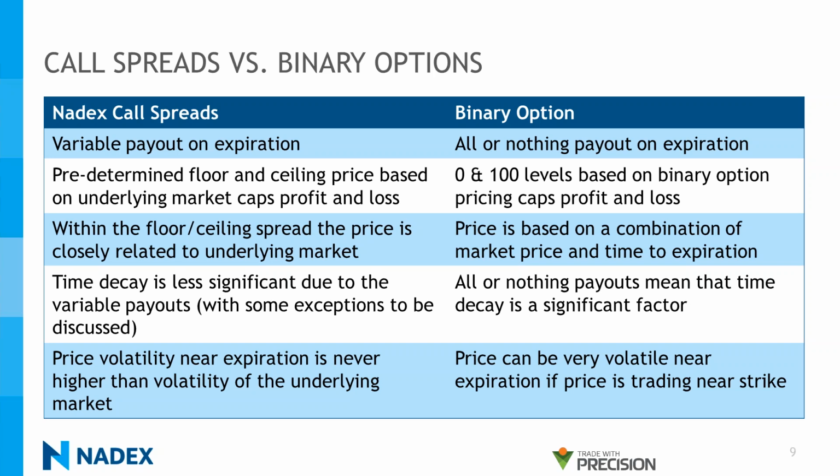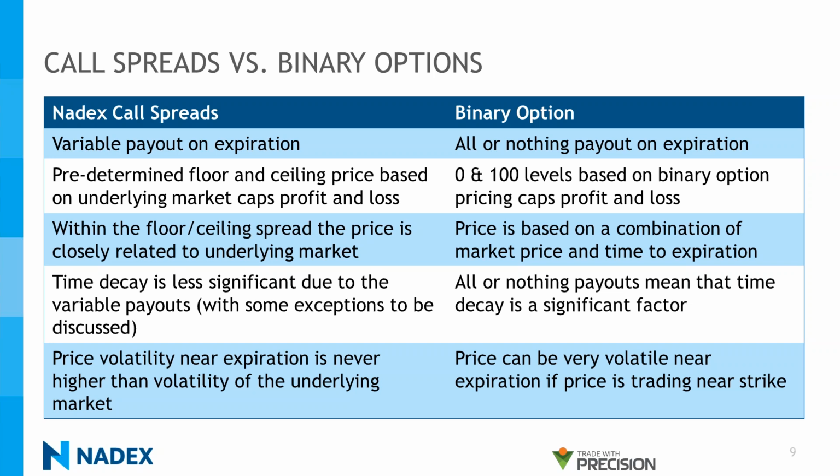There is one similarity here between call spreads and binaries. Both of these contracts are similar in the fact that profits and losses are capped at predetermined levels. Call spreads will have a floor and a ceiling level that accomplishes basically the same thing. And then binary options have predetermined levels at 0 and 100. So it looks a little bit different with each contract, but the result is essentially the same.